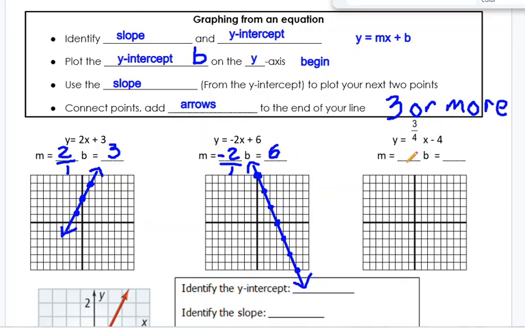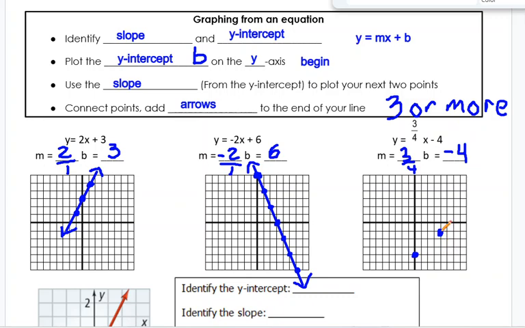All right, my last one here, I have to find my b, my y-intercept. That's where I begin. I see it's 3/4 x minus 4. So that means minus 4 is my b. That's where I'm going to begin. So I'm going to begin on negative 4. 1, 2, 3, 4. There's my b. I'm starting right there. All right, and my slope is 3 over 4. 3/4 is my slope, and it's positive, so that means I'm going to go up 3, 1, 2, 3 lines, and over 4 lines, 1, 2, 3, 4. And I'm going to put a dot right there.